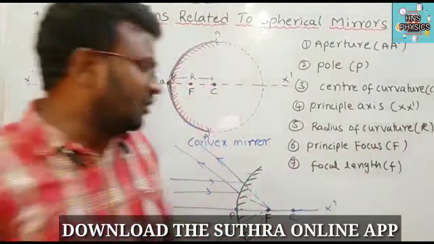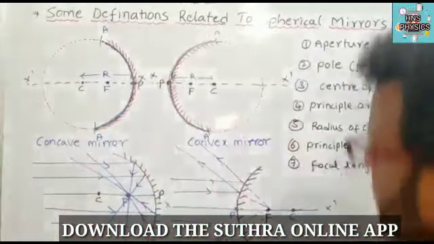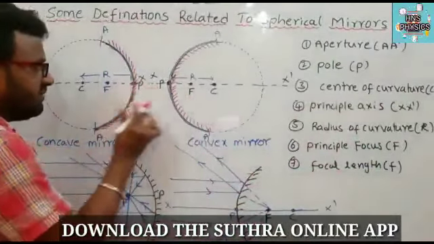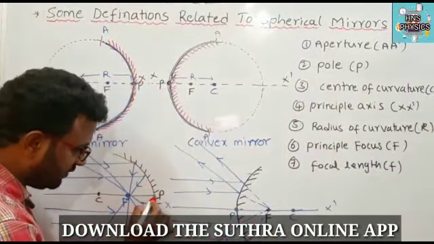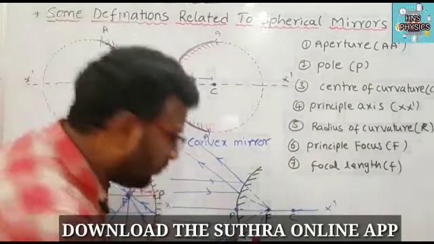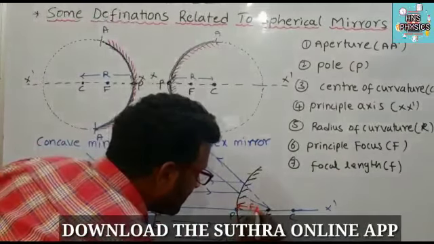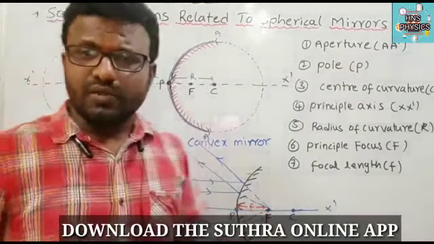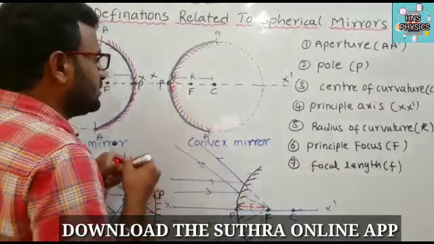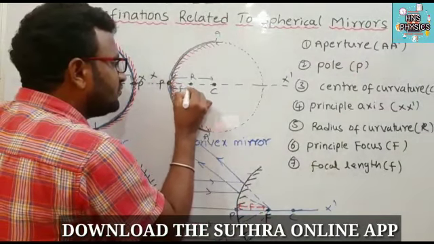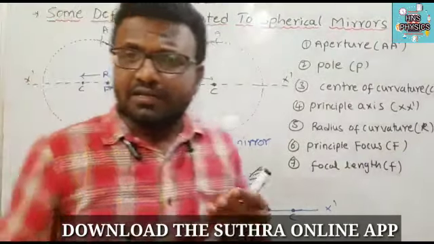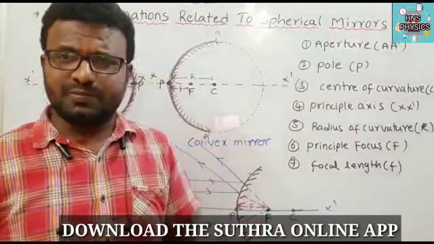Next, come to focal length now. Focal length means what here? The distance between pole and focus is called focal length. It is denoted by f. If you mention here also, this is the pole to focus distance. Pole to focus is called focal length. These are the definitions related to spherical mirrors.